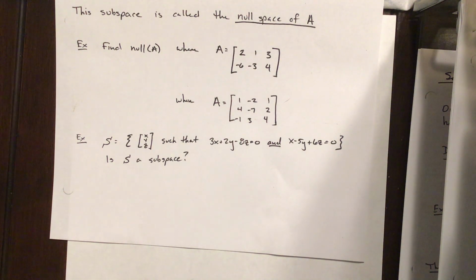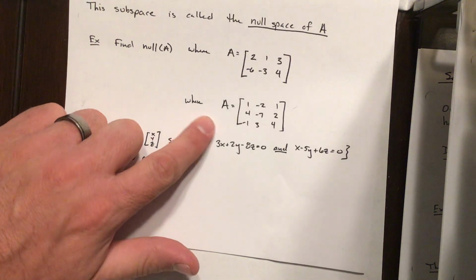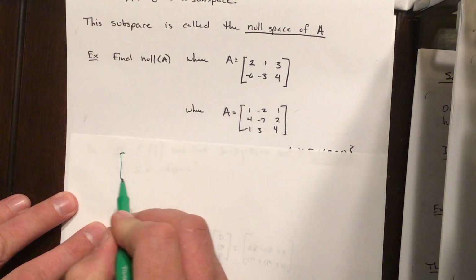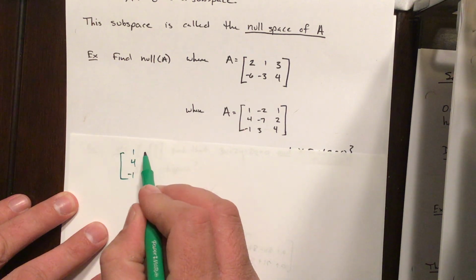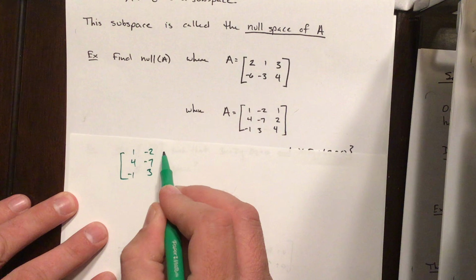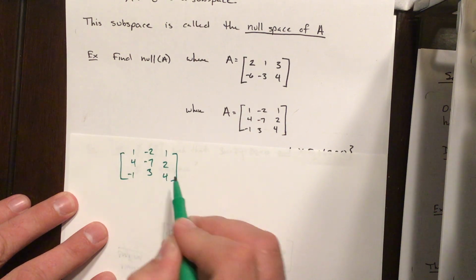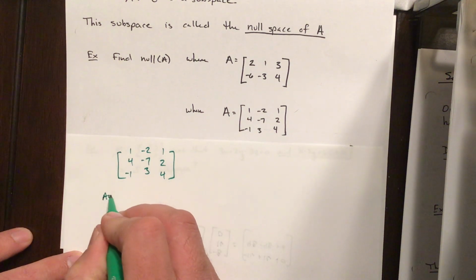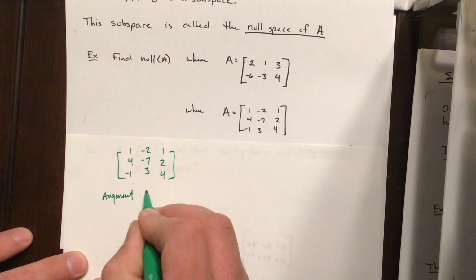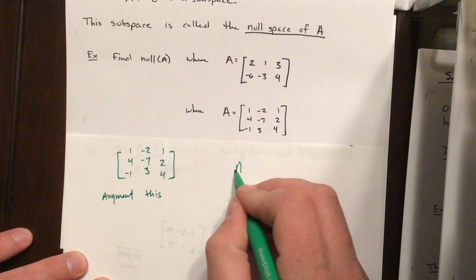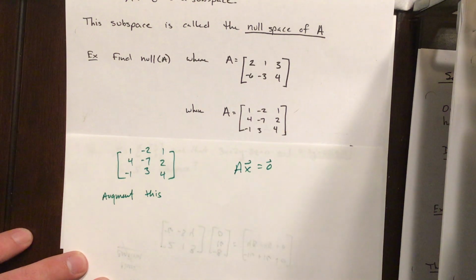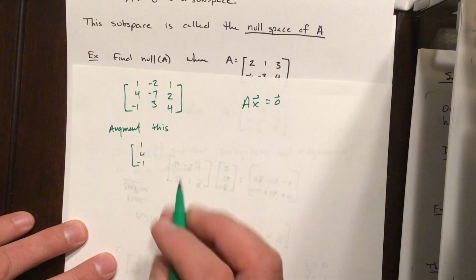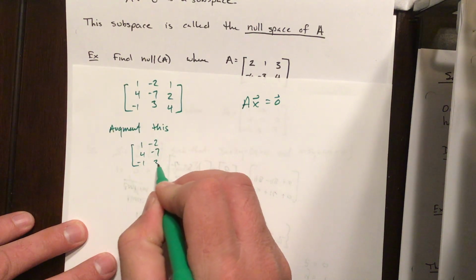Use the backside of this. What about the null space of A, where A is the matrix 1, 4, -1, -2, -7, and 3, 1, 2, and 4? Well, again, we're going to run to the augmented matrix, because we're looking for the set of all vectors such that AX is equal to 0. So the right-hand vector is the 0 vector. So we can just make this 1, -4, 1, -2, -7, 3, 1, 2, 4.